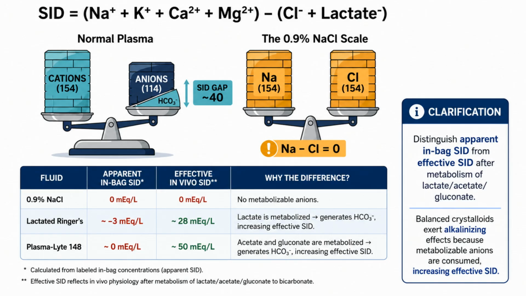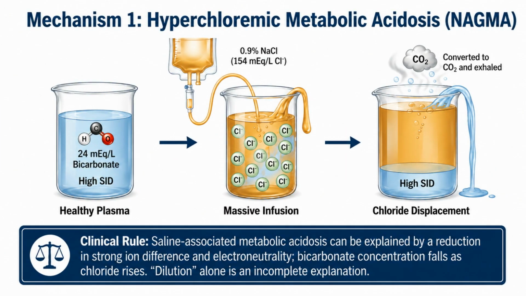The first clinical mechanism is hyperchloremic metabolic acidosis. Large volume saline can produce a non-anion gap metabolic acidosis. This is often called dilutional acidosis, but dilution alone is an incomplete explanation. The more precise mechanism is chloride displacement and reduction in strong ion difference. As chloride rises, electroneutrality is maintained in part by a fall in bicarbonate concentration.